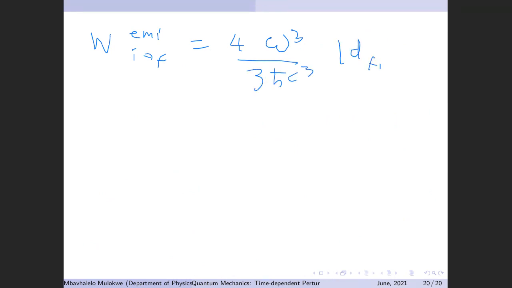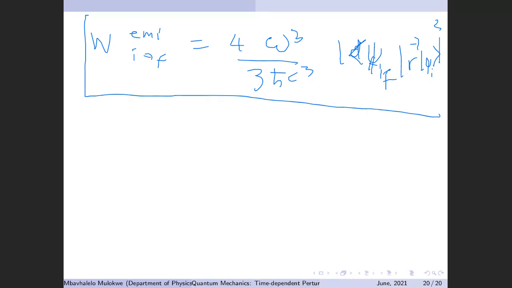So let me summarize what we find. For spontaneous emission, W emission going from i to f gives you 4 omega cubed over 3 h bar c cubed d_fi. I think I had written out what d_fi was, so it's just psi final r psi initial squared. This is the second final result of this lecture. And then the decay rate will just be 1 over the sum of these things.